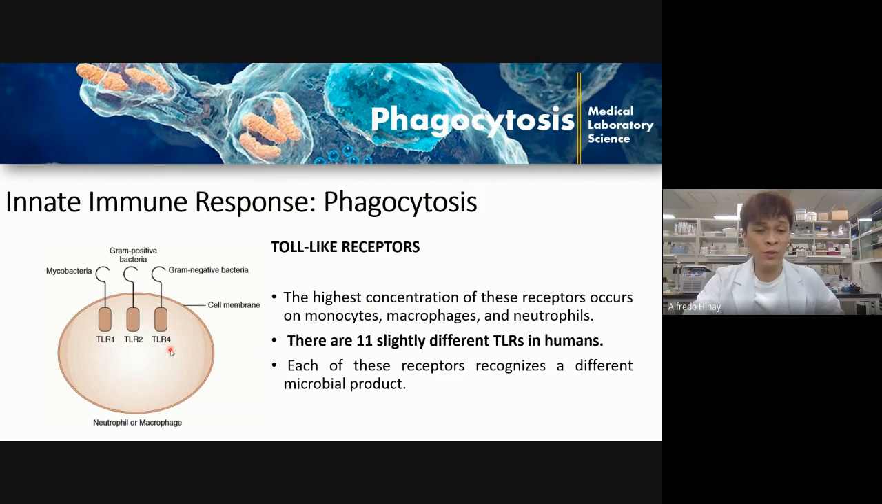However, in your book, if you can observe here, this is from Stevens, you have your TLR1, TLR2, and TLR4. For example, your TLR1 is specific for identifying mycobacteria. Your TLR2 is specific for identifying gram-positive bacteria. Your TLR4, sorry, class, is for your gram-negative bacteria.